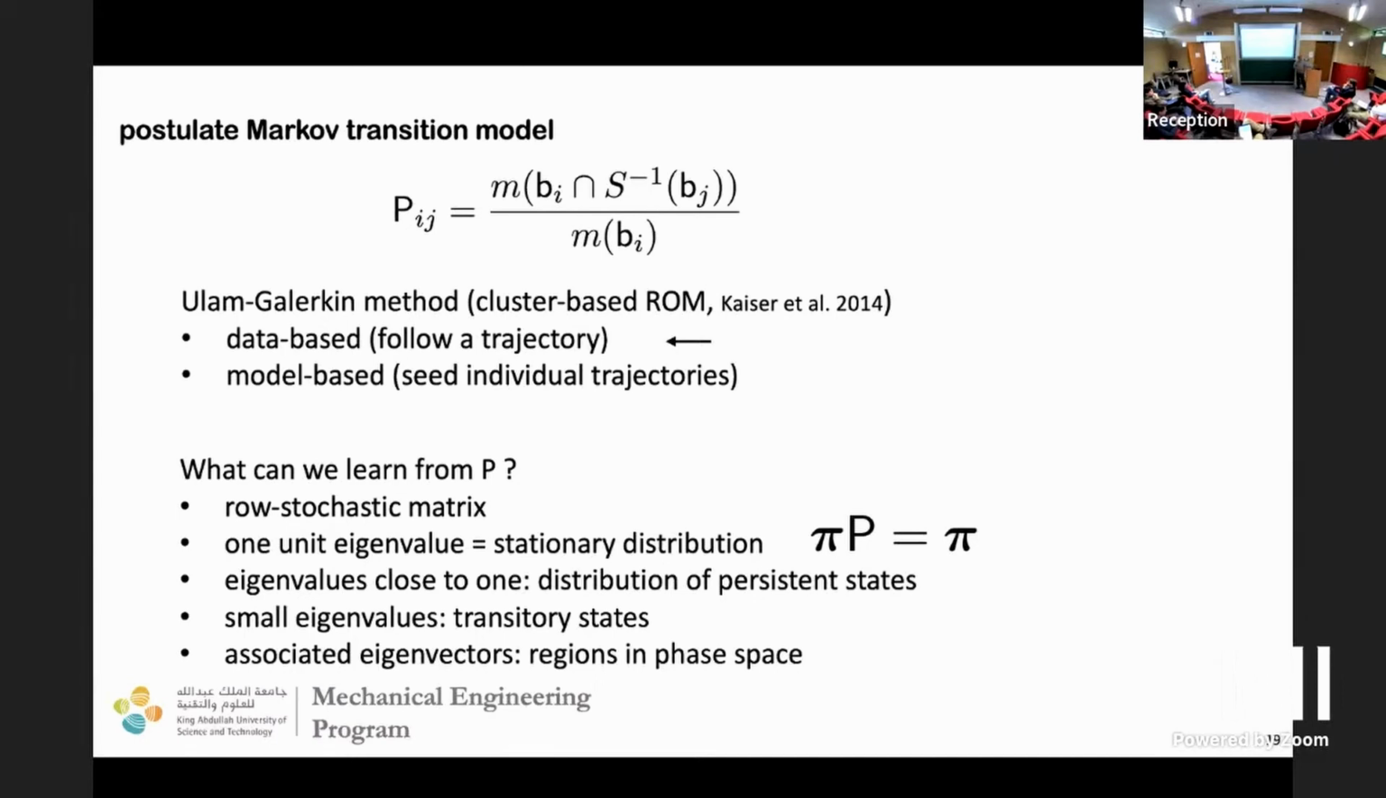a long time. Okay, so this way we actually separate out the dynamics into persistent states that you see very often. That would be our 4 states in the corners. And then the small eigenvalues correspond to transitory states that make the fast switching. Okay, and the associated eigenvectors point out regions in phase space where this action appears.